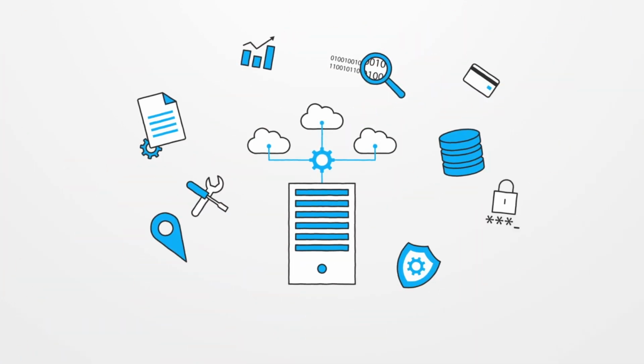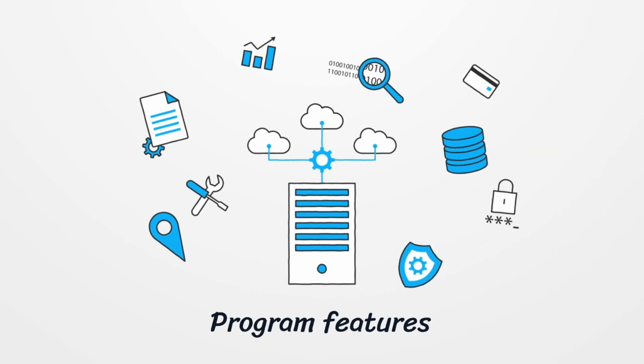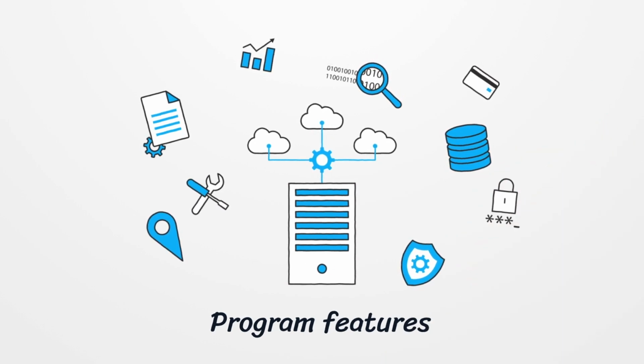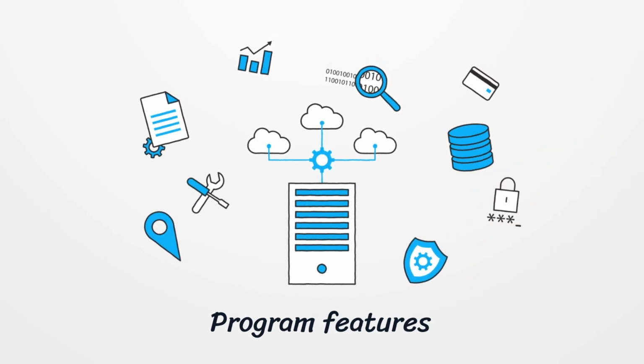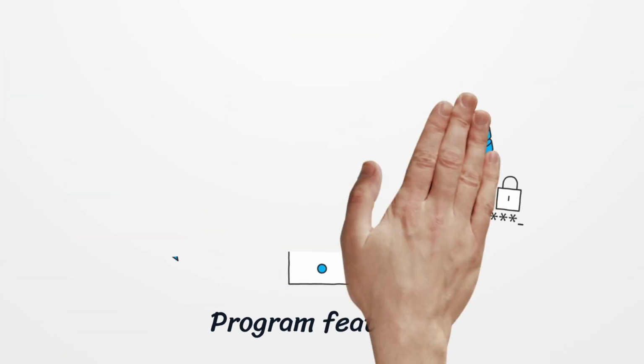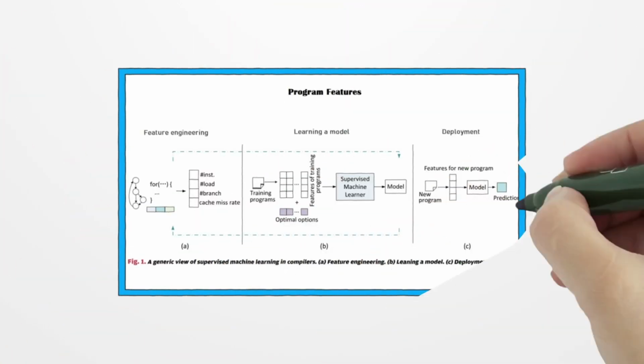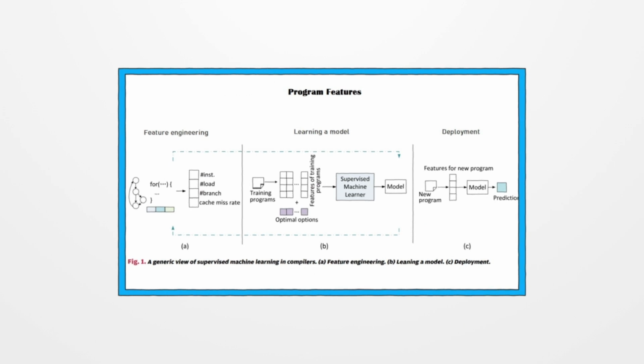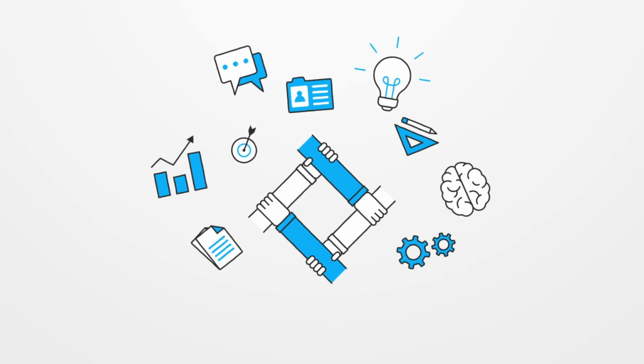In the learning phase, the programs should be represented in a systematic way. This representation is known as program features. The application of machine learning in compiler optimization can be divided into three main parts: feature engineering, learning a model, and deployment. Let's start with feature engineering.